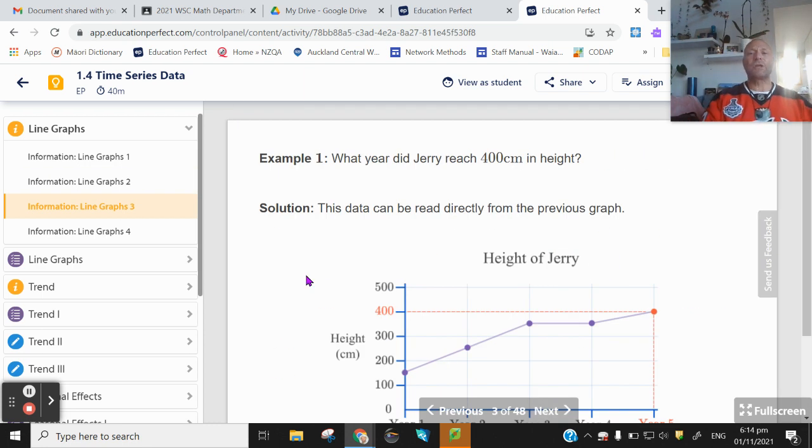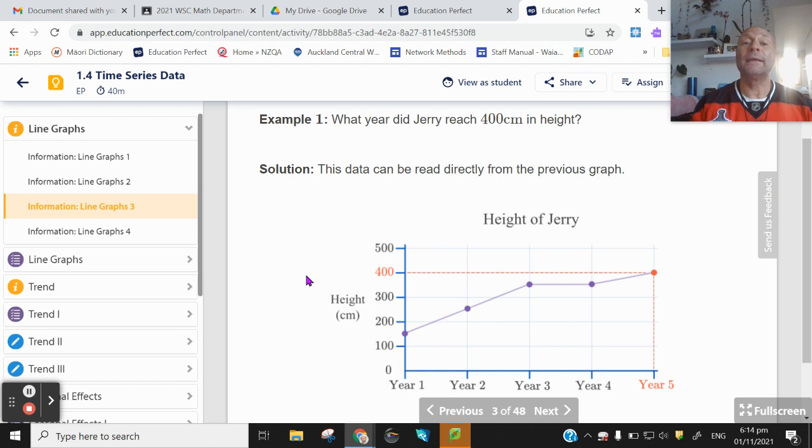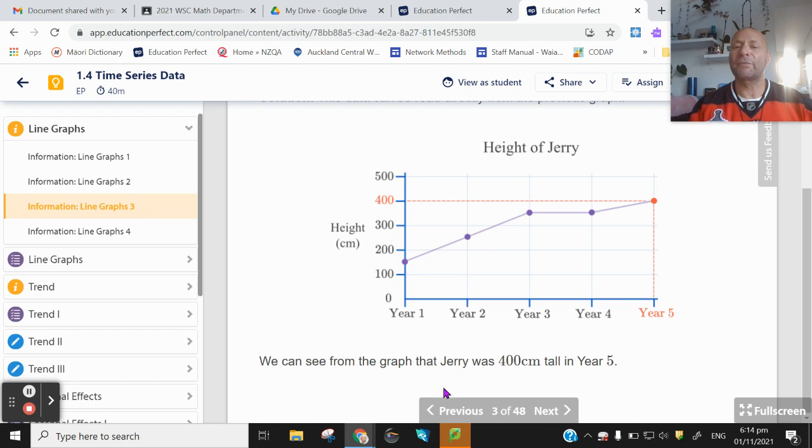So what year did Jerry reach 400 centimeters in height? There, we look at the height. There's the 400 centimeters, looking over to that time, down to the graph, 5 years. We can see from the graph, Jerry was 400 centimeters tall in year 5.